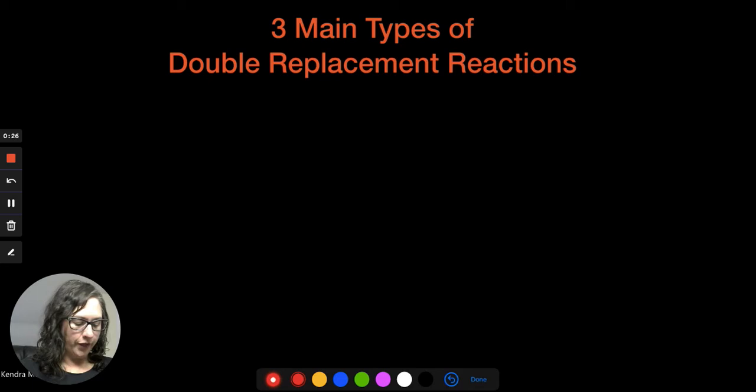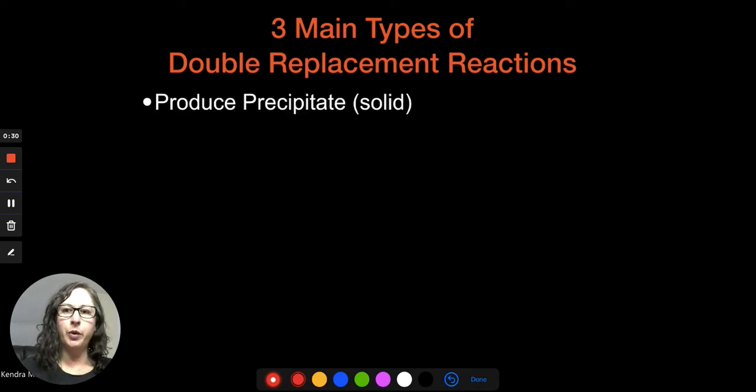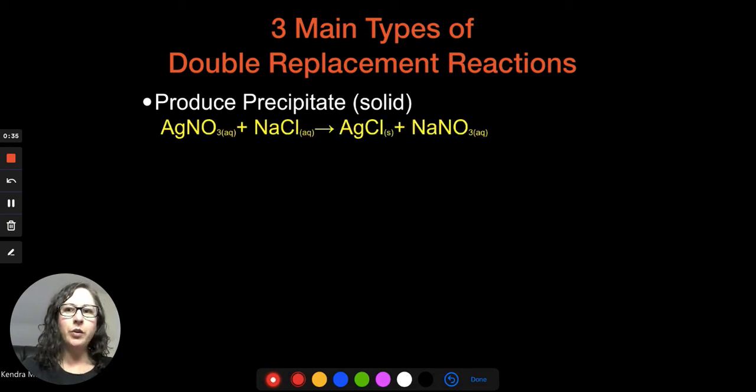And so the first one is going to be one where we produce what we call a precipitate, which is a solid. And so here's an example of that. So we have silver nitrate and sodium chloride, and then silver chloride is actually insoluble or very sparingly soluble, and so it's going to form a solid. So we can have two of these aqueous solutions that end up forming a solid, and that is an indication that a reaction has occurred, something new has been formed.